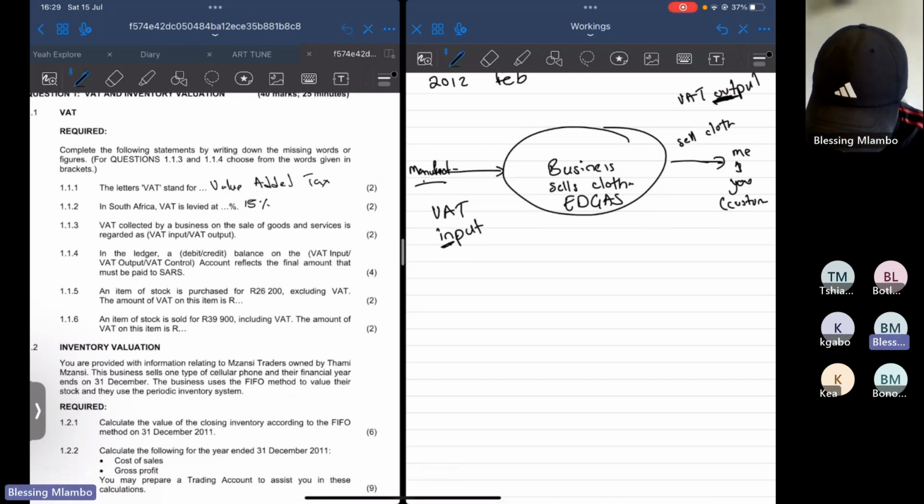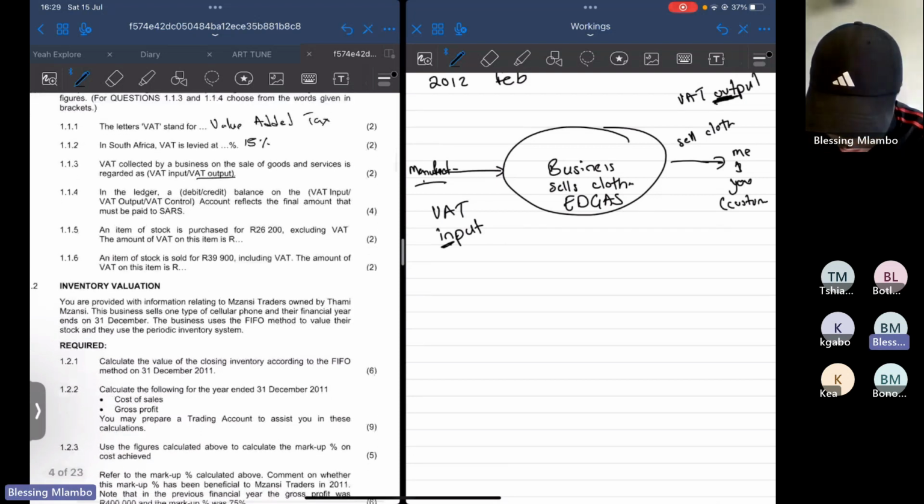Perfect. So the answer to 1.1.3 is VAT output. Happy days. 1.1.4, they say in the ledger, a debit or credit balance on the VAT input, VAT output, VAT control account reflects the final amount that must be paid to SARS. Final amount that must be paid to SARS, right?